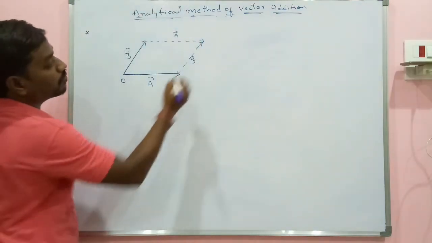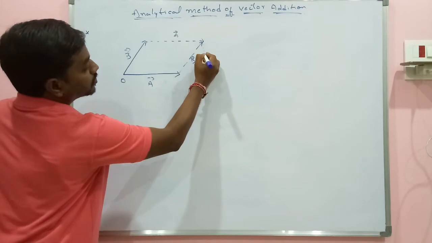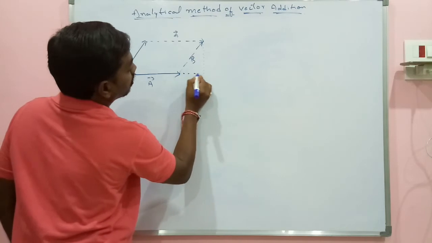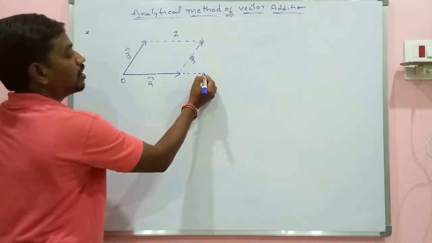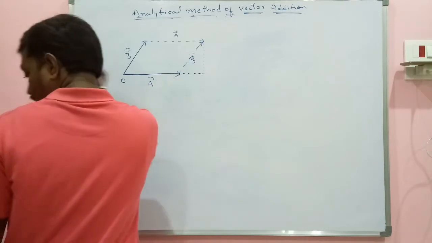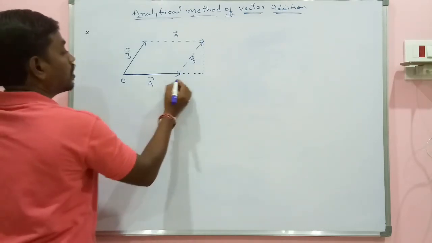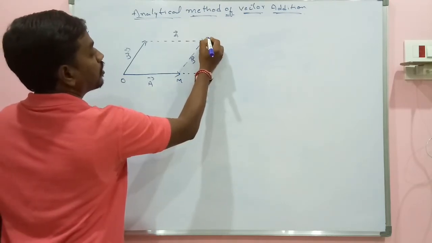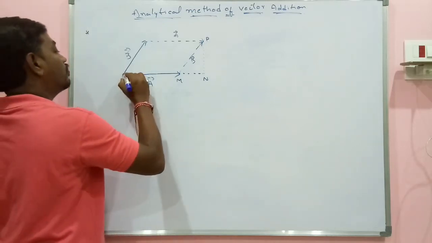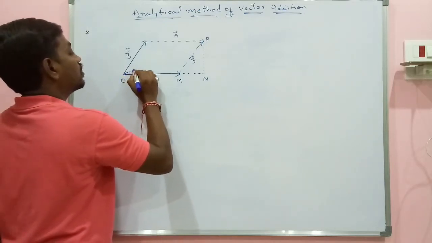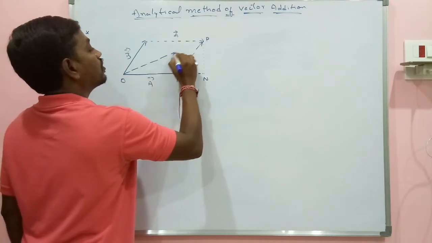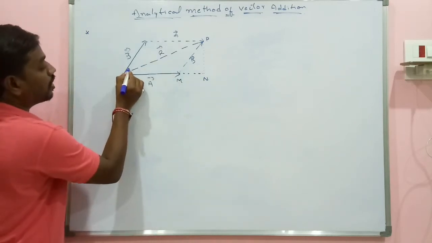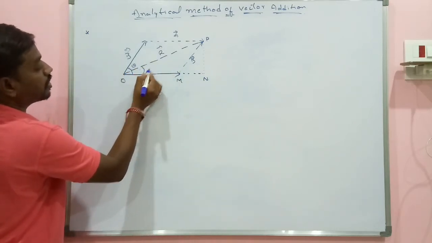Okay, now what I will be doing is, I'll take one perpendicular from this point and I'll extend this vector A this side, and let these points be M, N, P, and have your diagonal this one. This is R, and that angle is theta, and this is your angle alpha.